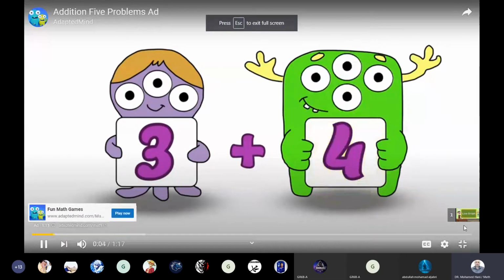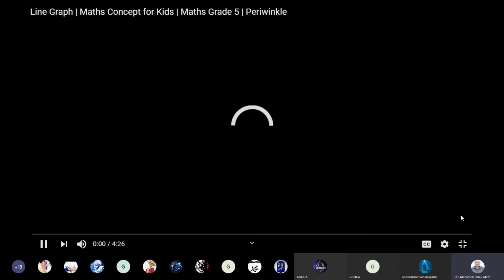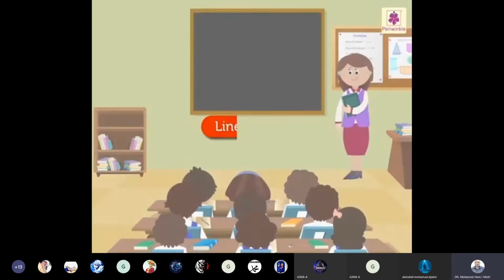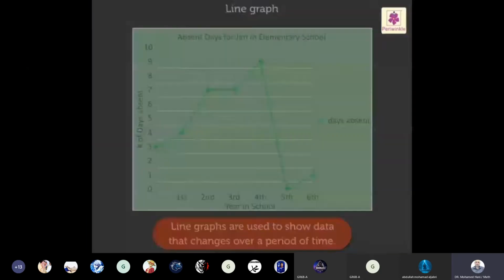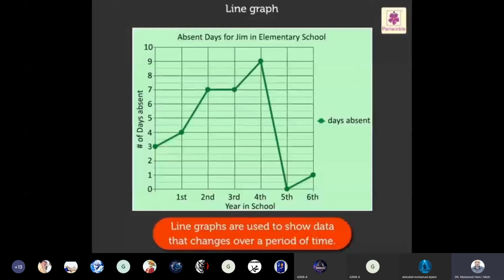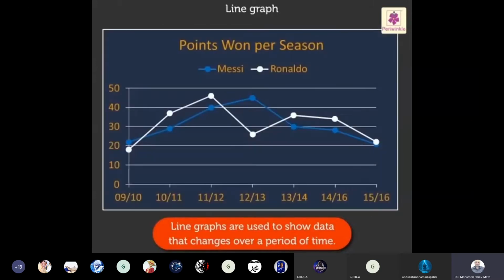Today, let us learn on a new type of graph called line graph. Shall we begin? Line graphs are used to show data that changes over a period of time. This graph is created by connecting a series of data points together with a line segment.